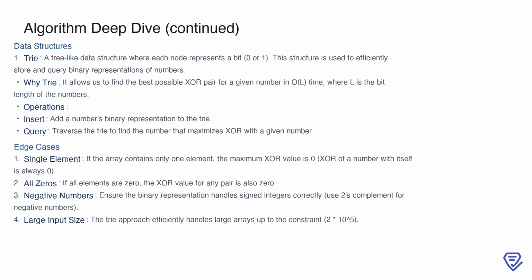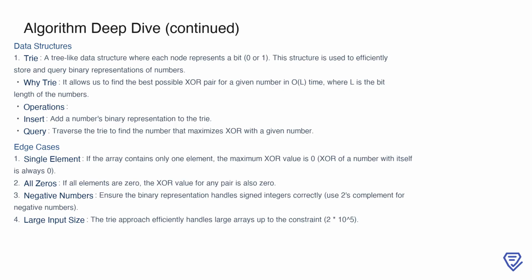The two main operations on the tree are insertion and querying. During insertion, we add the binary representation of each number to the tree, bit by bit. During querying, we traverse the tree to find the number that maximizes XOR with a given number by choosing branches that differ from the current bit whenever possible.